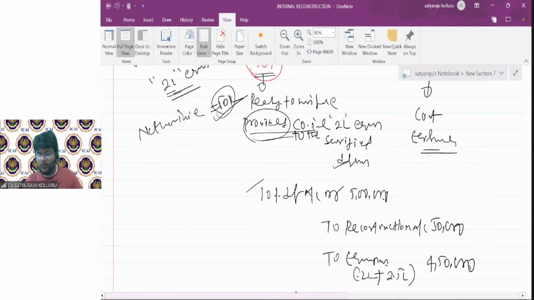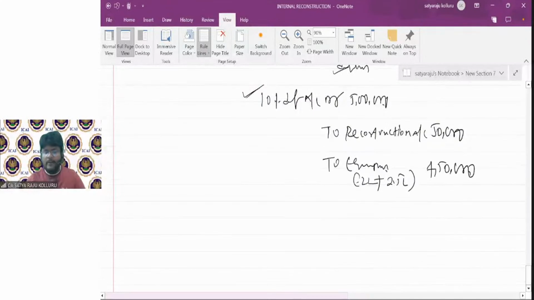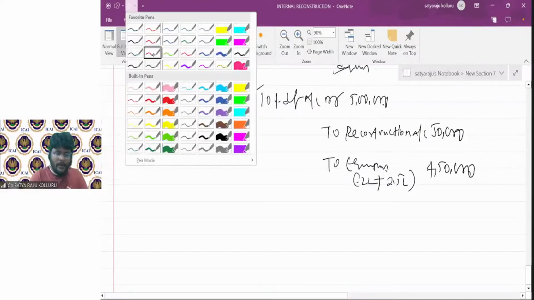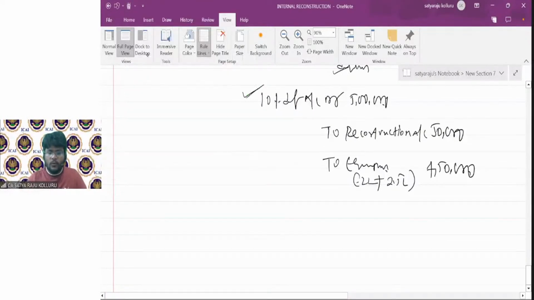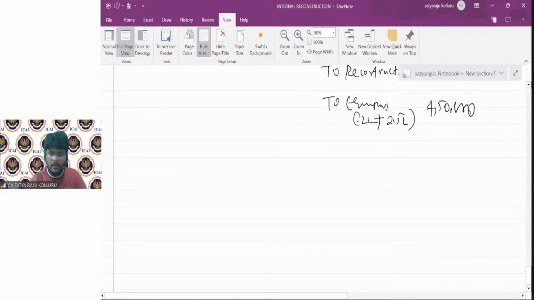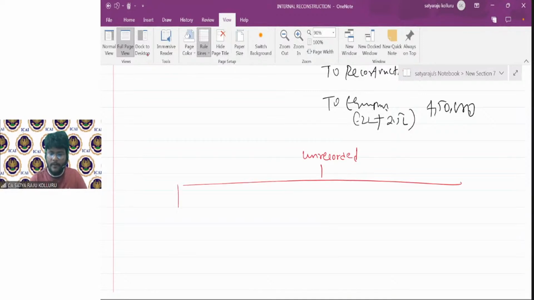And let me continue. Still the discussion is not at an end. What I'm going to discuss is something related to unrecorded liability and asset. Let me write liability this side. Liability and asset.